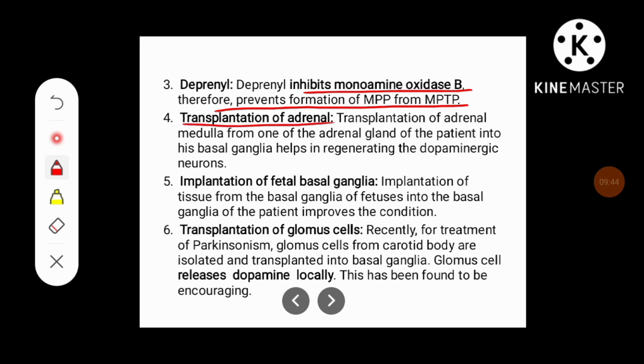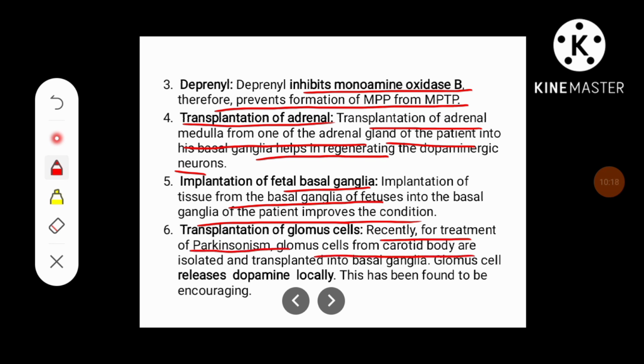The transplantation of the adrenal medulla, especially from one of the adrenal glands of the patient into the basal ganglia, helps in the regeneration of the dopaminergic neurons. Then implantation of the fetal basal ganglia, that is the implantation of tissue from the basal ganglia of a fetus into the basal ganglia of the patient, improves the condition. The transplantation of glomus cells: recently, glomus cells of the carotid body are isolated and transplanted to the basal ganglia. The glomus cell releases dopamine locally, and this has been found to be encouraging.